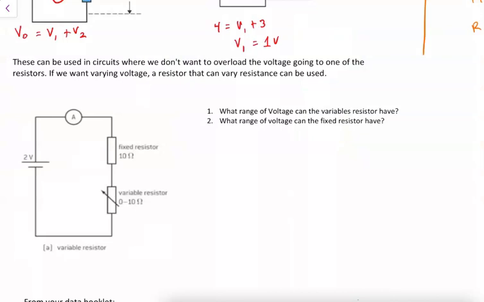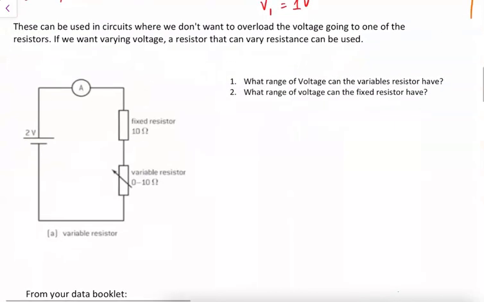And we're back. So these can be used in circuits where we don't want to overload the voltage going to one of the resistors. We want a varying voltage. We can use this variable resistor and a fixed resistor. So let's ask ourselves, what range of voltage can the variable resistor have, and what range of voltage can the fixed resistor have? So let's decide on our boundary conditions for this system. The boundary conditions are the minimum and the maximum resistances involved in the variable resistor.